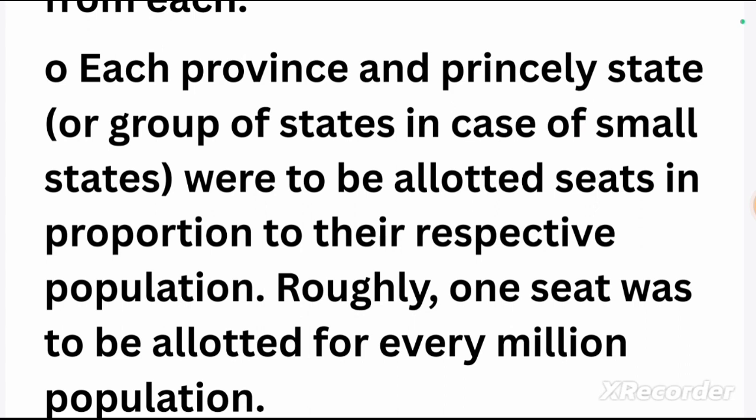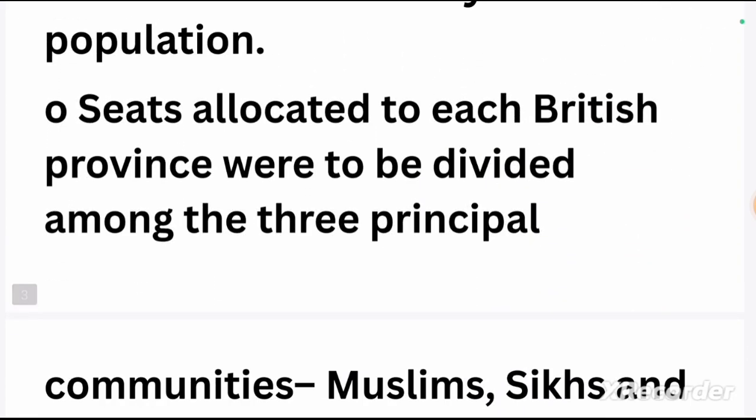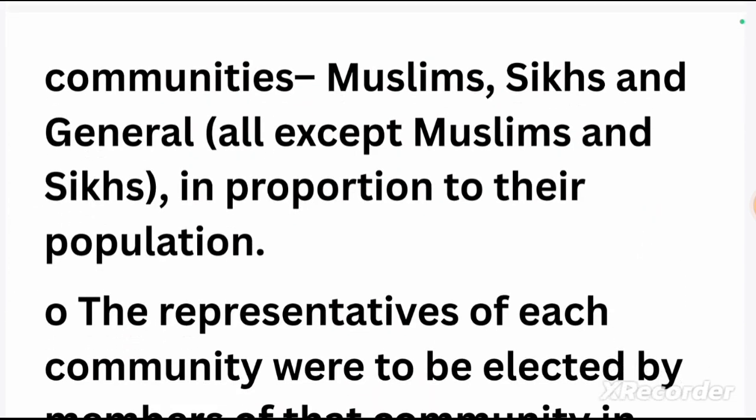Each province and princely state, or a group of states in the case of small states, was to be allotted seats in proportion to their respective population. Roughly 1 seat was to be allotted for every million population. Seats allocated to each British province were to be divided among the 3 principal communities: Muslim, Sikh and General, in proportion to their population.